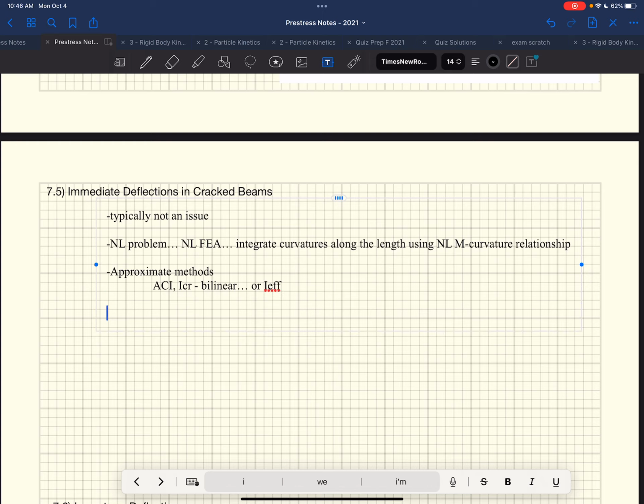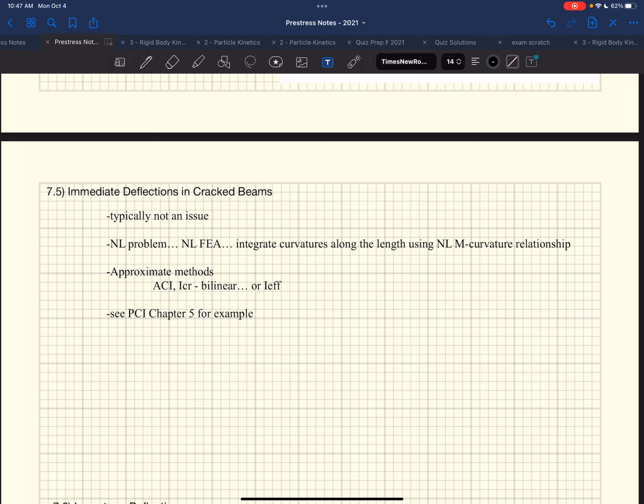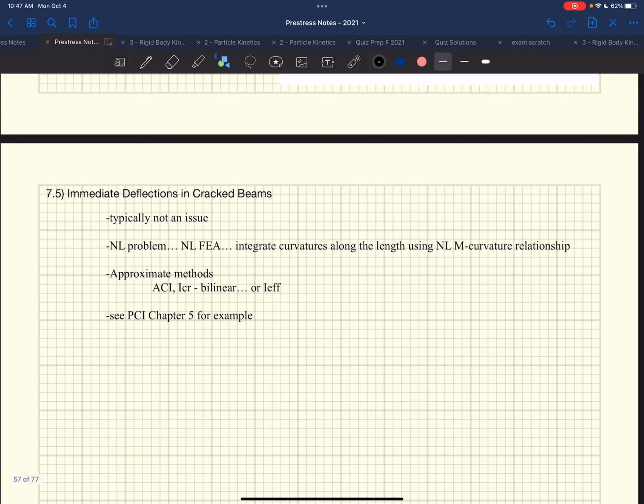I'm also going to say PCI, Chapter 5. For example, if you wanted to dive in a little bit more, they go through an example of calculating deflections of a cracked member. But it's all based on, back to our moment curvature relationship. Good thing we talked about moment curvature relationships. Now you know what it is.